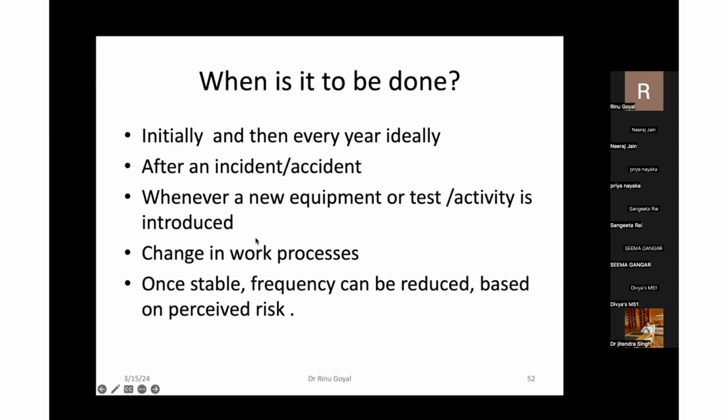Any change in the work process, like earlier we were using manual sample labeling, now the system has changed to barcoding, an upgraded system. This new process of barcoding is going to impose some risk. If we are going to change the section alignments from one place to another, the machine is to be placed, the work benches are to be changed, so we can assess at that time. Once it is stable, frequency can be reduced based on the perceived risk.